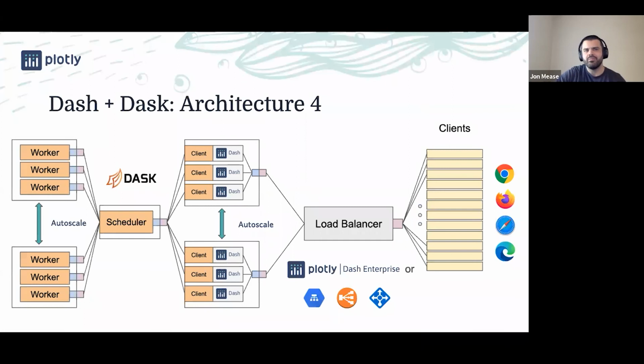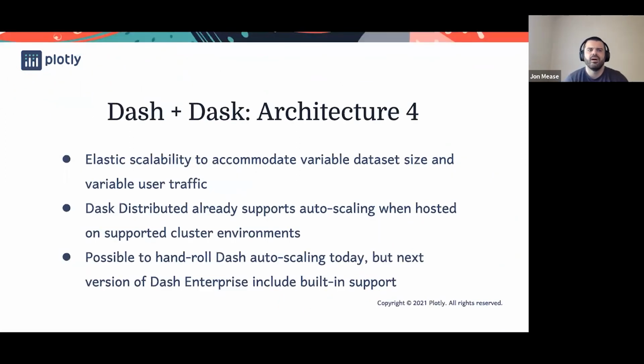And so finally, what we really want is for the Dash web server pool and the Dask cluster to both scale dynamically in response to demand. Where here demand includes both the number of simultaneous users, the simultaneous user sessions, and the size of the data set that's being processed. This would enable elastic scalability to adjust both for dataset size and user traffic.